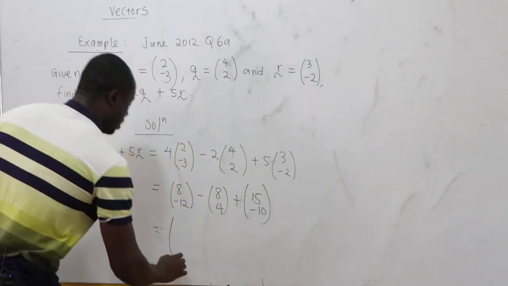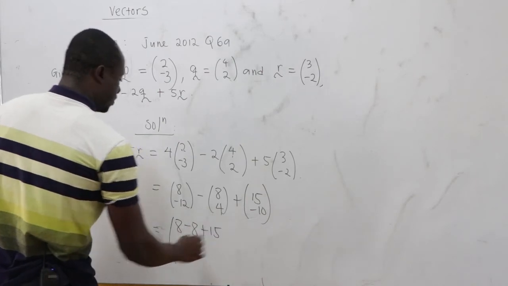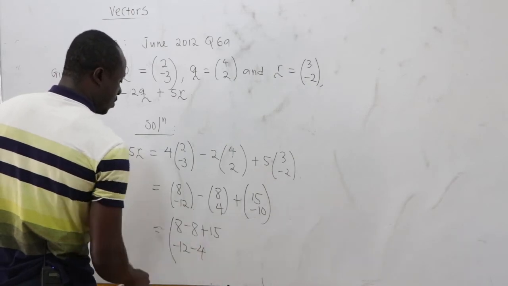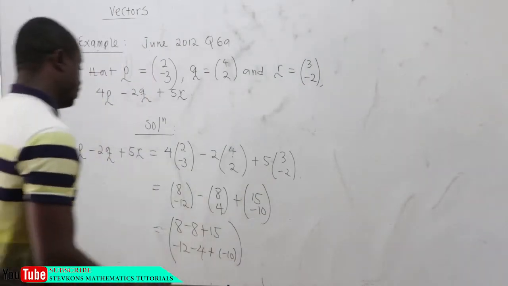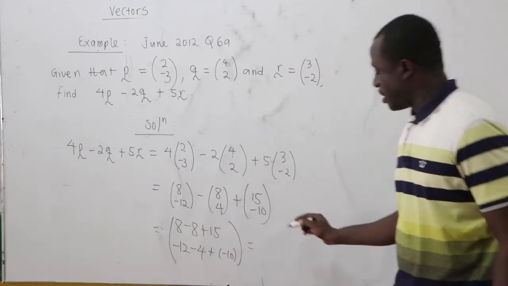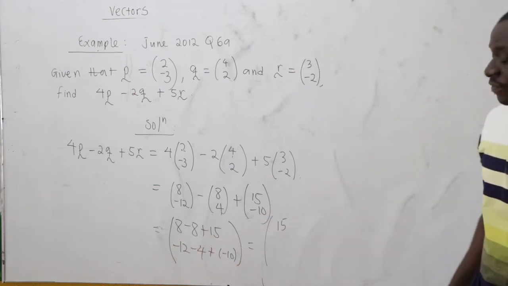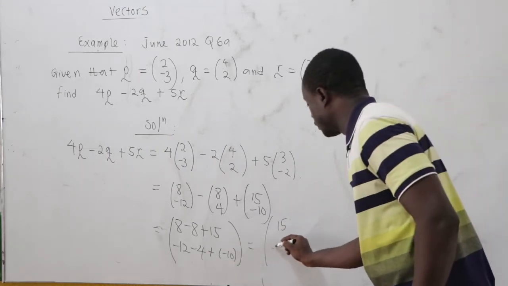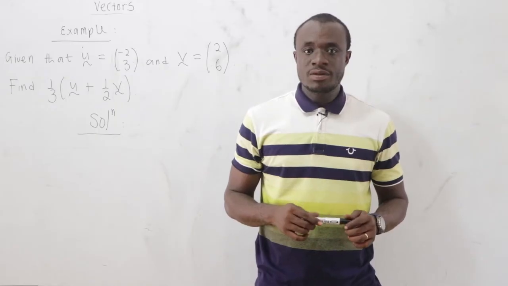Now from here, let's add the first component. So that will be 8 minus 8 plus 15. Now we have negative 12 minus 4, plus negative 10. Now when we add these, 8 minus 8, that's 0, and so the first component becomes 15. And then negative 12 minus 4, that's negative 16. Negative 16 minus 10, that's negative 26. That's very, very trivial.